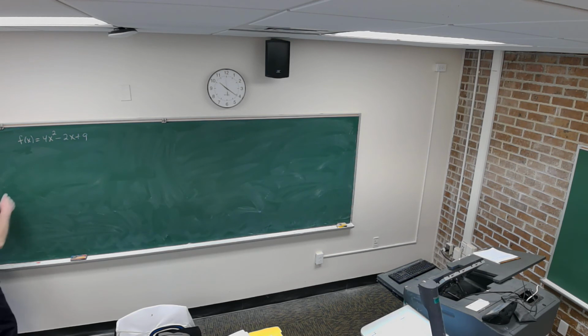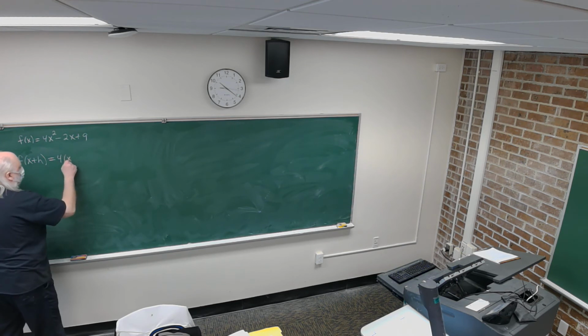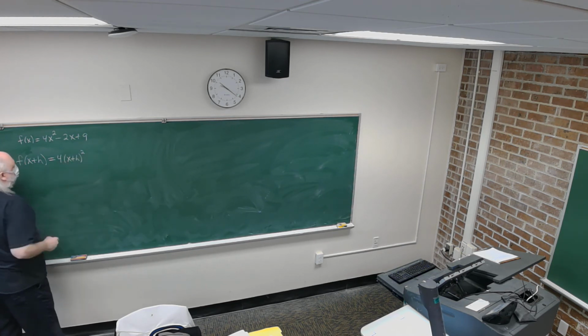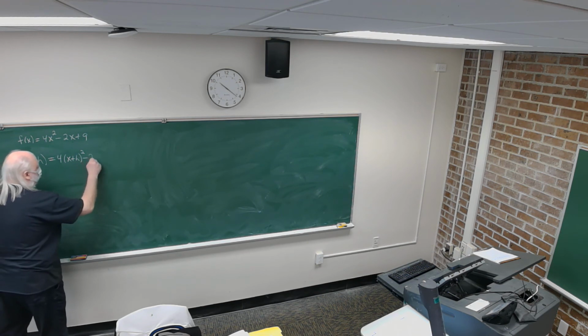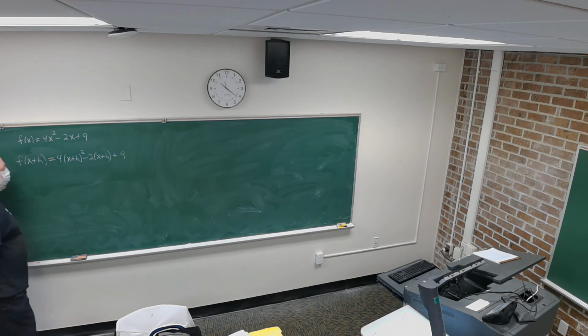Okay. So to evaluate f of x plus h, we just put in x plus h on the right hand side of f of x wherever we see an x, right? And so when we do that, we have 4 times x plus h squared minus 2 times x plus h plus 9. Okay. Well, distributing the minus 2 inside parentheses is not difficult, but you do have to FOIL x plus h squared.